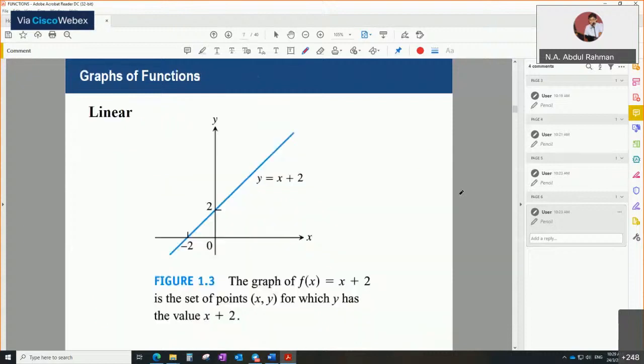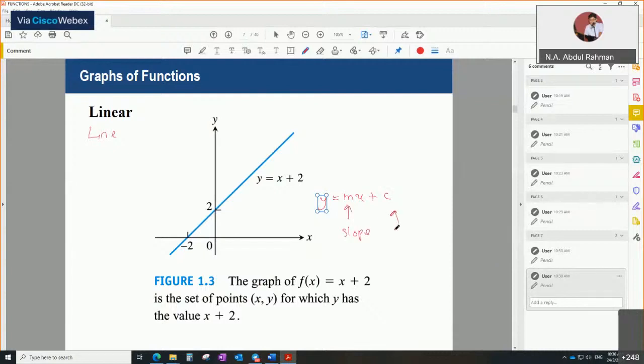Let's move to the next slide. So there are several types of functions that you need to know. You have seen this a lot previously. We have a linear function, which comes from the word line, so it is a straight line. You have y equal to x plus 2, for example. Or in general, you have it in the form of y equal to mx plus c, where m is the slope and c is the y-intercept. Or you can try to use any form that we have discussed in the previous lecture. This is just to recap what you have learned.